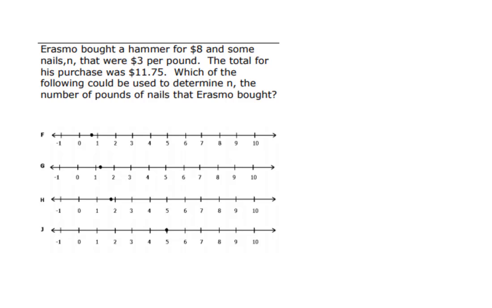Okay, students, in this problem it says that Osmo bought a hammer for $8 and some nails that were $3 per pound. The total for the purchase was $11.75. Which of the following could be used to determine the number of pounds of nails that Osmo bought?